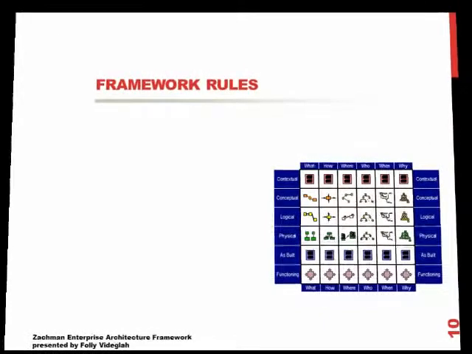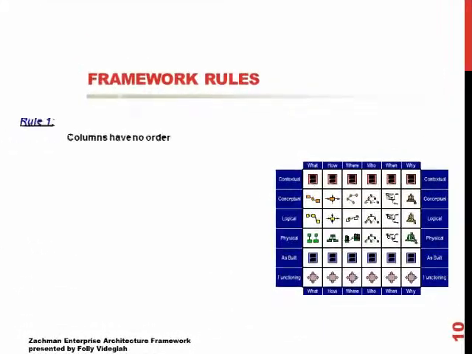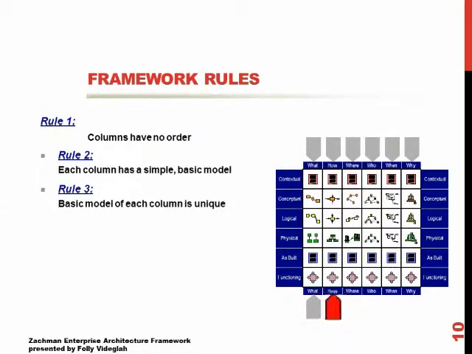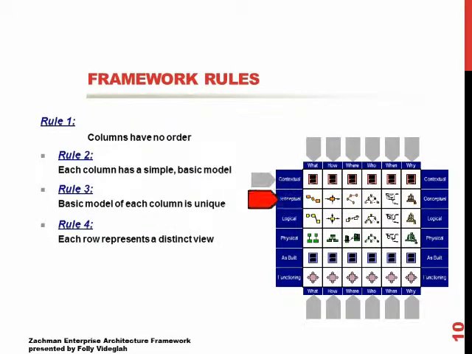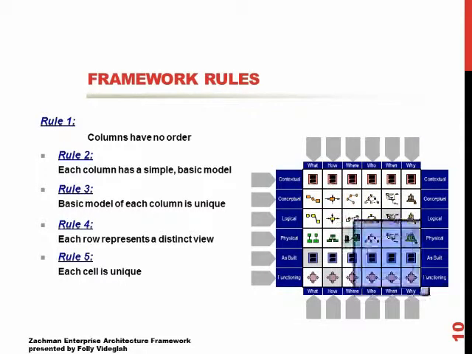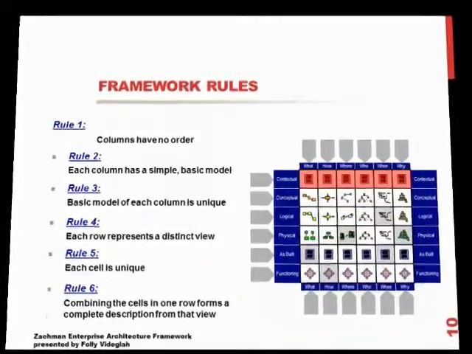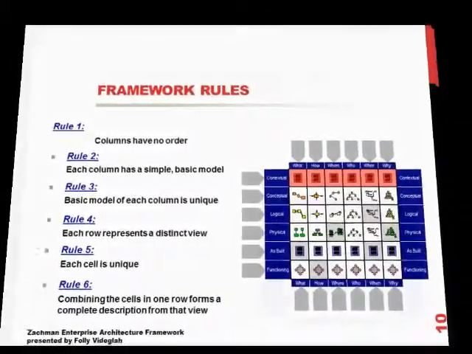The framework's rules. What do we mean by that? The columns have no order. Each column has a simple and basic model. The basic model of each column is unique, and each row represents a distinct view. Each cell is unique, and the rows are a combination. Each cell is one row from a complete description of that view.